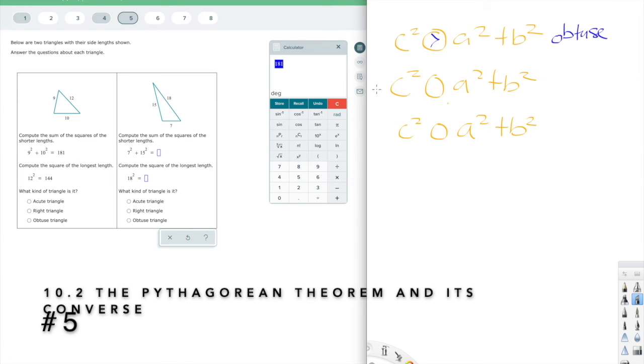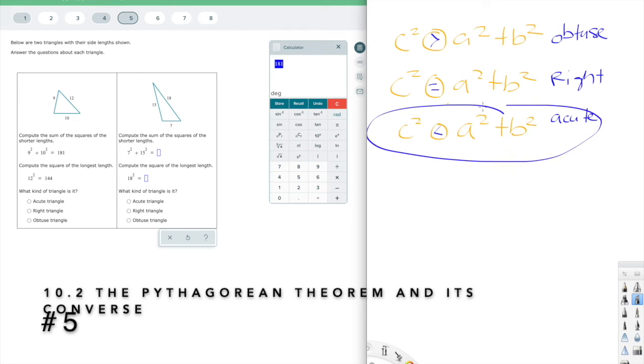If c squared is equal to a squared plus b squared, then it's a right triangle. If c squared is less than a squared plus b squared, so these two are larger when we square them and add them together, then it's an acute triangle. So it's a very quick way to classify a triangle when we look at the side lengths and how they are together. So with this one, we have 144 is smaller than 181. So we're definitely in this acute area here. So this is an acute triangle.